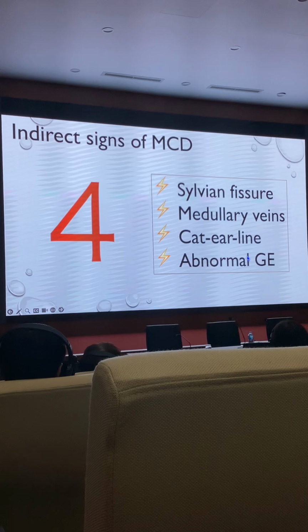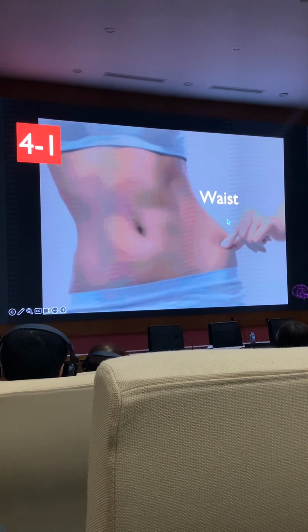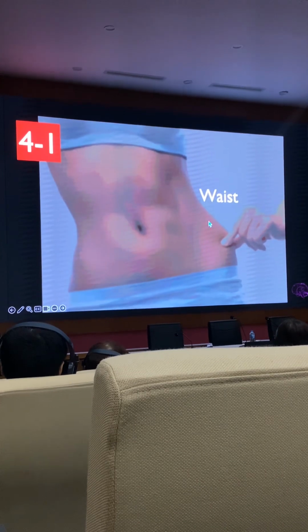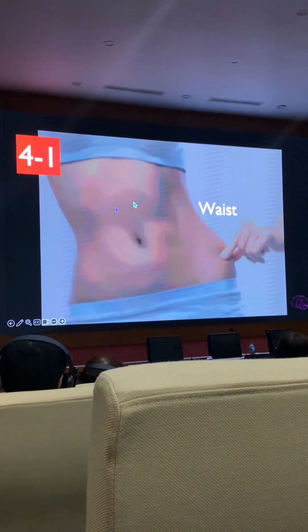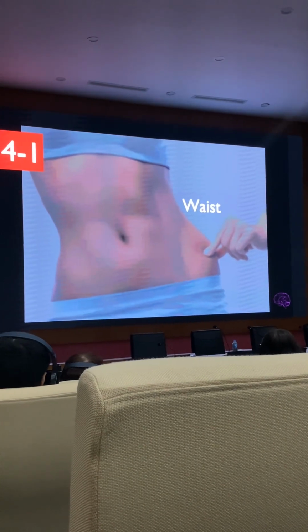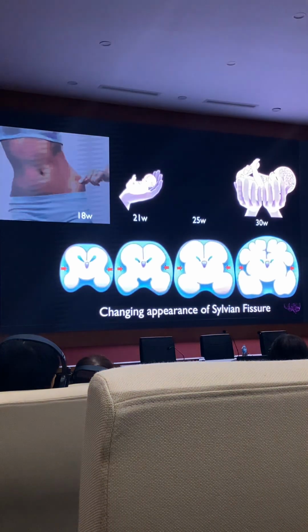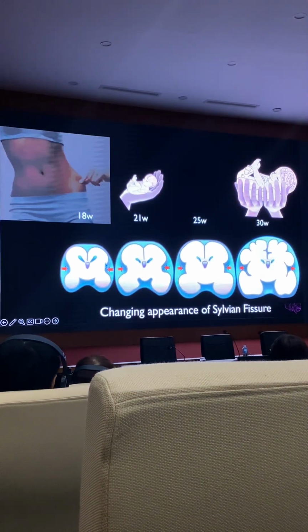Okay, so the first is the waist. Everybody wants to become this kind of very, very sexy waist, right? Girls? However, I would like to talk about the brain waist. What is a brain waist? That is a Sylvian fissure.